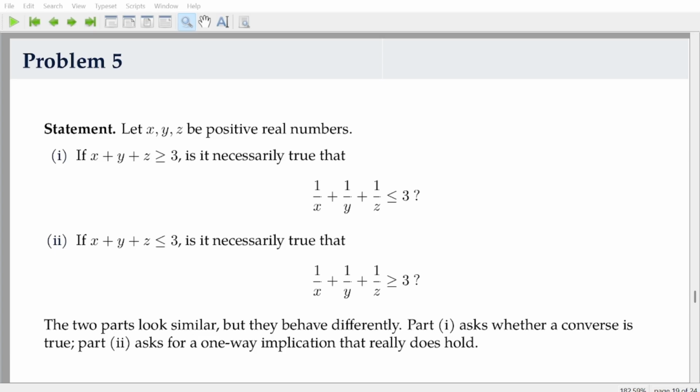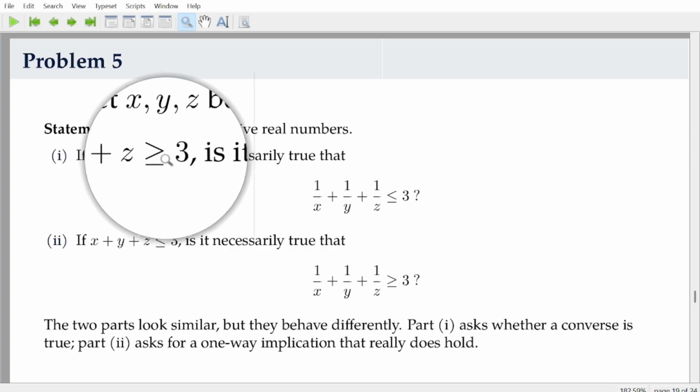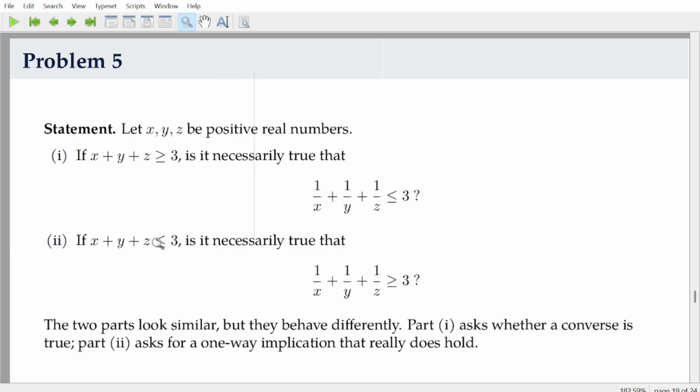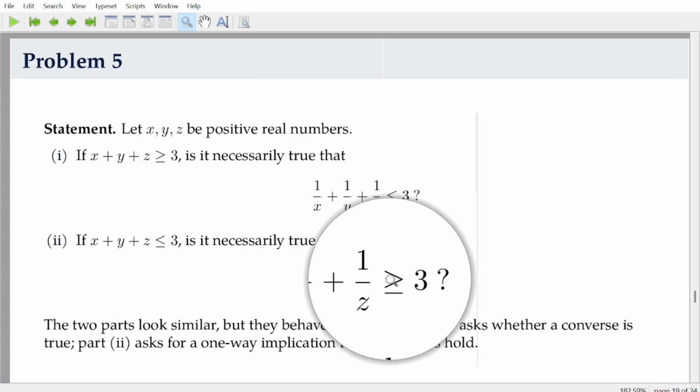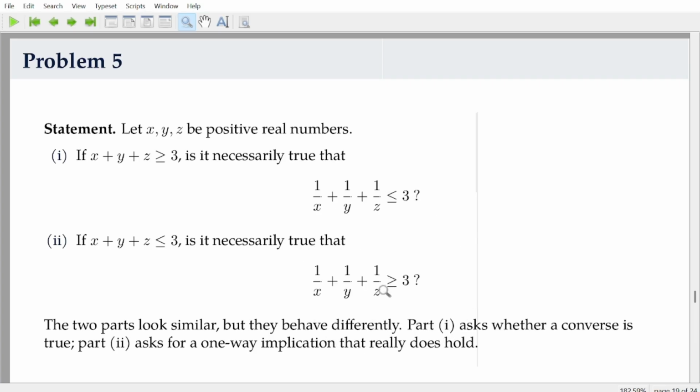Okay, so basically the same kind of question, but we're flipping the sign of the inequality from a greater than or equal to a less than or equal to in the first part of the question, and also the sign of the inequality from a less than or equal to a greater than or equal to sign down here. Okay, and as I've written here, they do look like mirror images of each other. So you might think, okay, surely they're either both true or both false, but actually it turns out that the first one is false, but the second one is true.